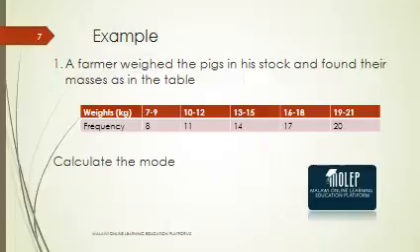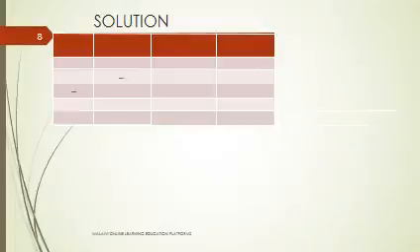Now here is our example. A farmer weighed pigs in his stock and found their masses as in the table below. Then it's asking you to find the mode. In this case, this data is grouped data, as you can see, it has the frequencies and the class intervals. Now let us look at the solution.